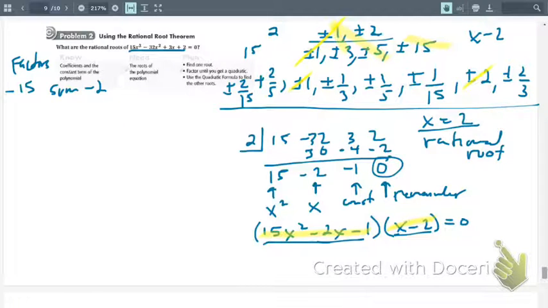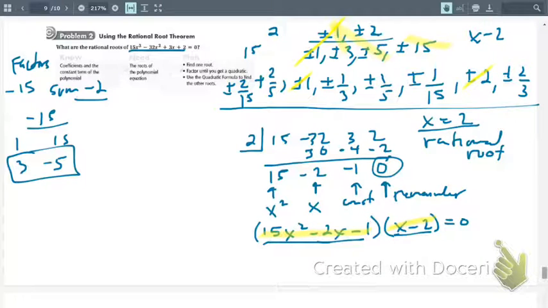So, factors of 15, 1 and 15, 3 and 5, they have to be factors of negative 15, so one's got to be positive, one has to be negative. We're going to make the 5 negative, because if you add those together, you're going to get negative 2. Alright, so we're going to take the 3 and we're going to write it over our a, which is 15. And then we're going to take the negative 5 and write it over 15.